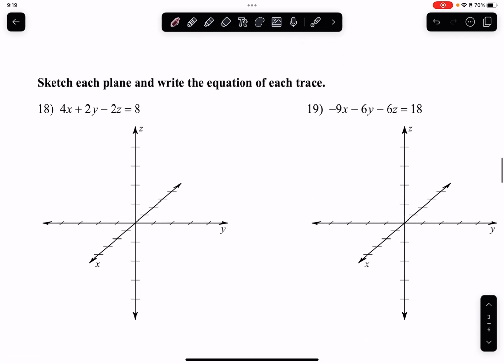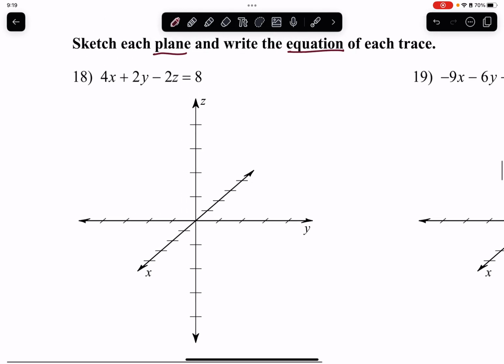So let's look at my instructions. It says sketch each plane and write the equation of each trace, okay? So we want to take it back a little bit to geometry. A plane is a two-dimensional looking shape in that three-dimensional space, okay? So we're going to sketch the plane and we're going to write the equation of each trace. And I'll talk about what a trace is in a second. So here's, long story short, what we're doing. We are going to create 3 lines that draw this shape, okay? And so here's how we do that.